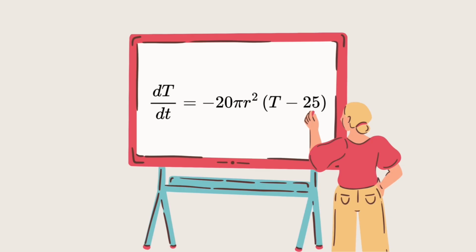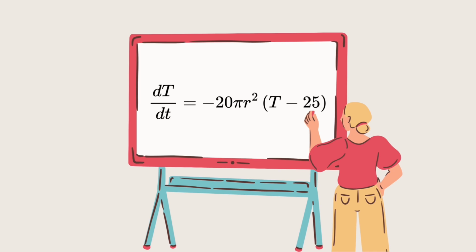So this is the equation that we will derive from the first equation, which is negative 20 by r square in the bracket of T minus 25. This is a classic example of Newton's law of cooling. It tells us how the temperature of an object changes over time as it cools down towards the ambient temperature. The rate of cooling is proportional to the surface area, which is represented by r square, and also proportional to the temperature difference between the object and the surroundings.